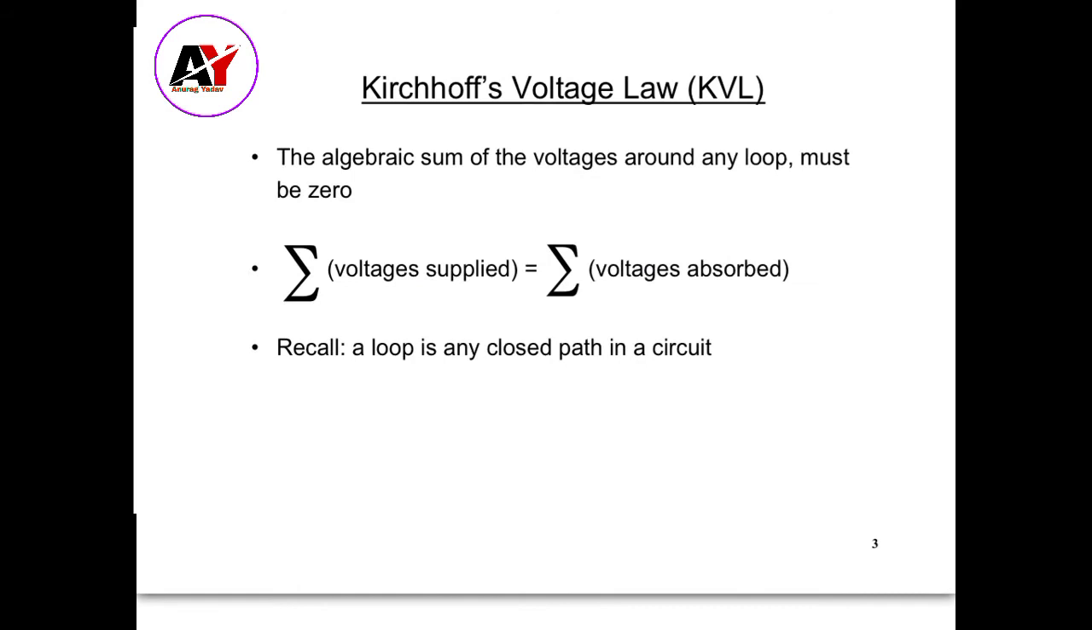Kirchhoff's voltage law states that the algebraic sum of the voltages around any loop must be zero. So the sum of the voltages supplied must be equal to the sum of the voltages absorbed. Remember that a loop is any closed path in a circuit, and we looked at that last week. So if you have any closed loop with any elements in it, then the sum of the voltages around that loop must be equal to zero.